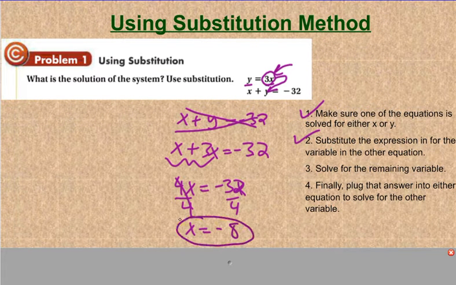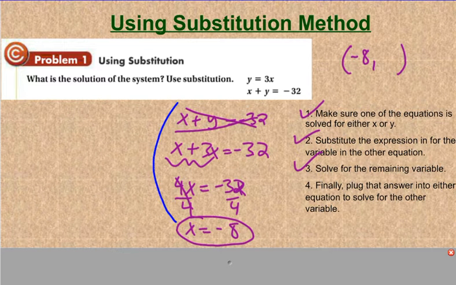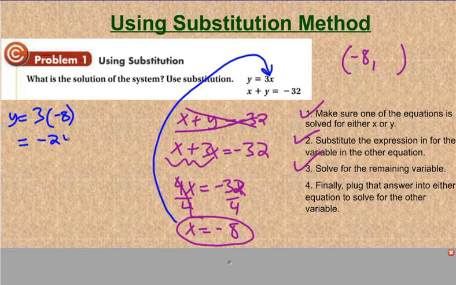Excellent. We have the x value. So in our ordered pair, we have negative 8 as our x. Now we just have to figure out the y. Finally, plug that answer into either equation to solve for the other variable. I'm going to erase up here so we can see what our original equations were. It doesn't matter which one you plug it into; it'll work either way. Let's plug it into this one. To solve for y, we do y equals 3 times negative 8, so y is equal to negative 24.